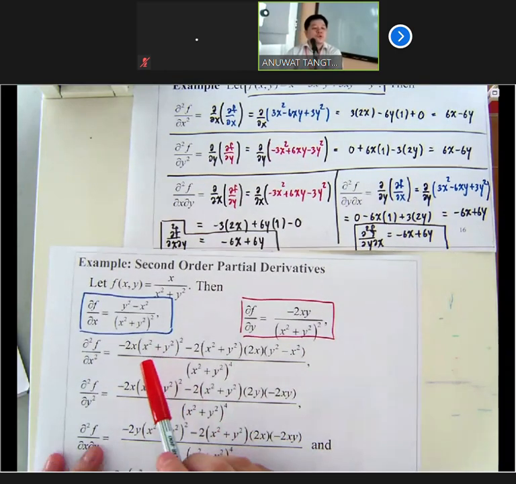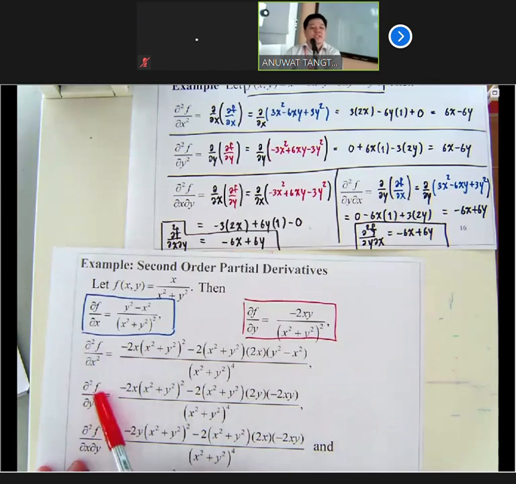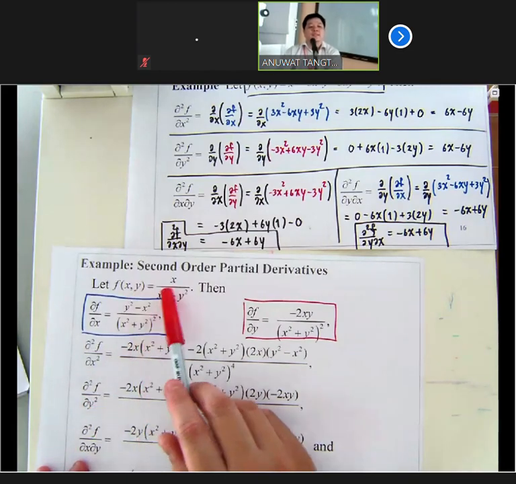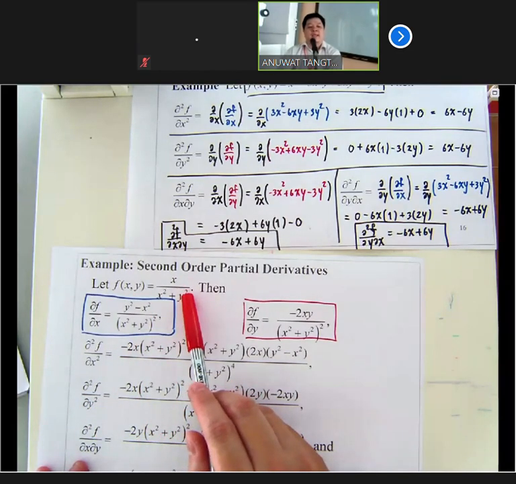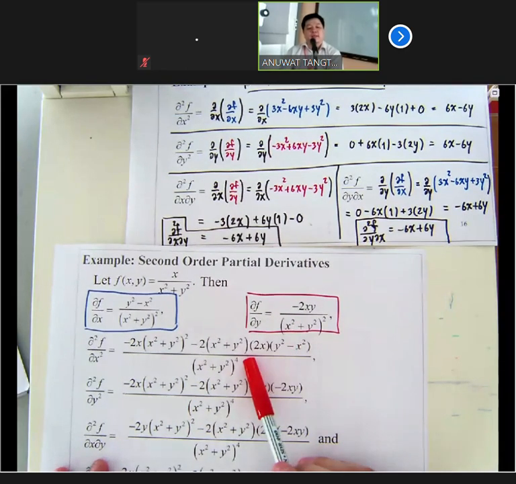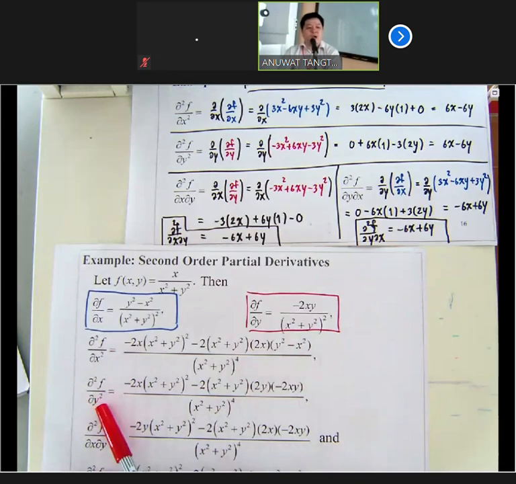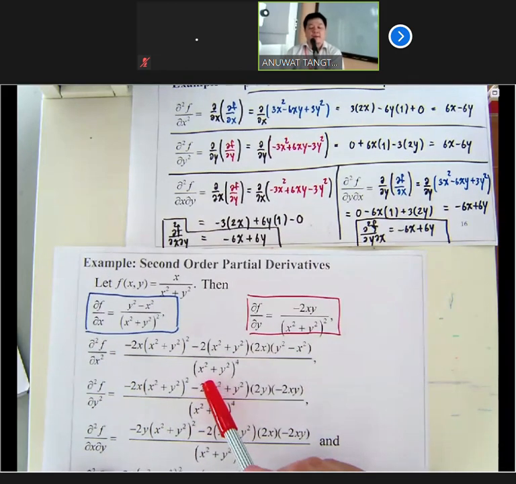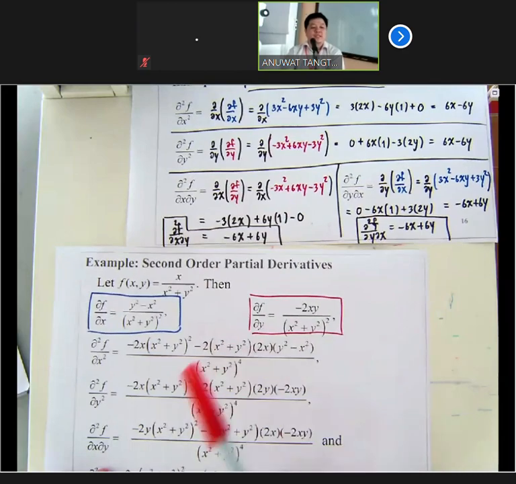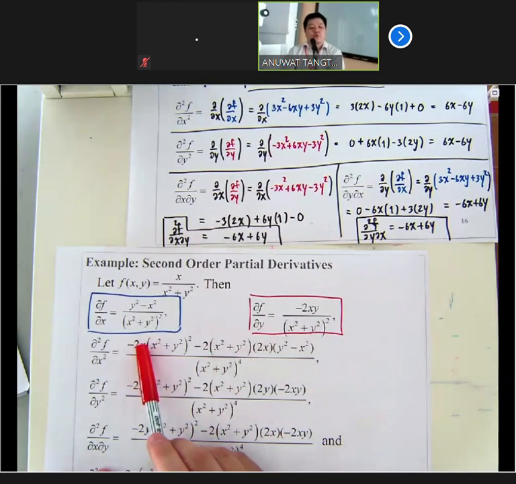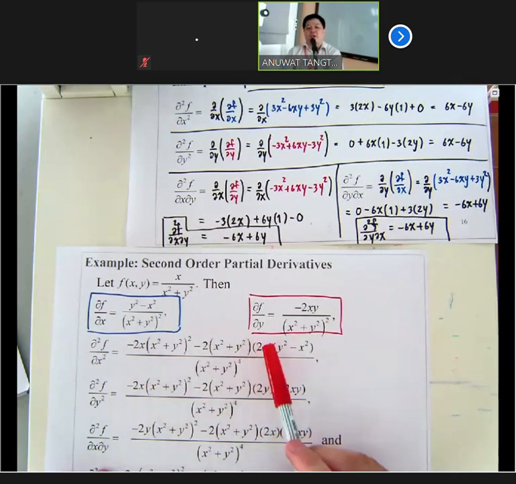Now, if you compare d squared f by dx squared and d squared f by dy squared, since the function here is not symmetric between x and y, you can see that d squared f by dx squared and d squared f by dy squared here come out to be different. When you compare it, you can see that this term comes out to be the same, right? Clearly this one is the same, but it would be different right here.